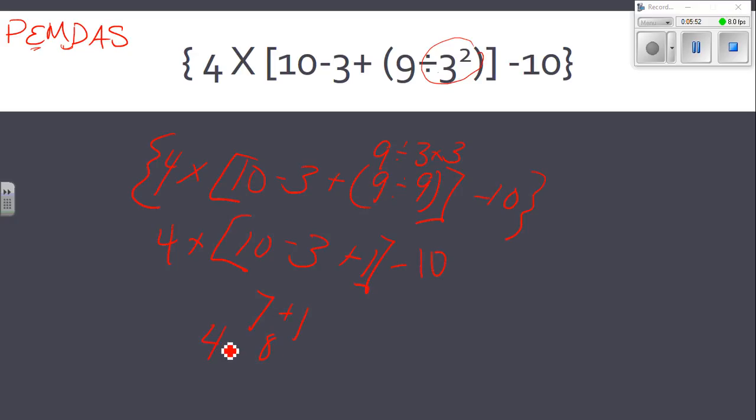So now I have 4 times 8 minus 10. What do I do? Multiplication first. 4 times 6, or 8 is, nope. Ooh, 4 times 8 is 32. So 32 minus 10 gives me 22. So my answer is 22.